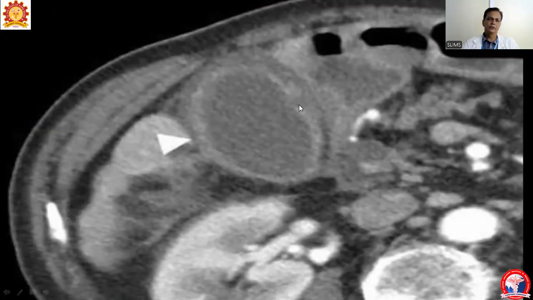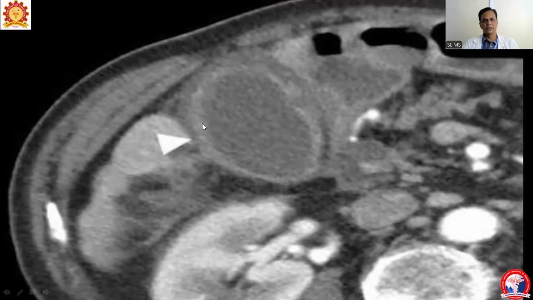CT scan, this is a case of cholecystitis. What we are seeing is a contrast CT scan image through the region of the gallbladder. We see a relatively enlarged gallbladder with a thickened wall. The wall is shown kind of irregular. The thickness is not uniform, non-uniform wall thickness is seen, and the thickened wall shows enhancement on contrast study. This is a contrast study, as I said.